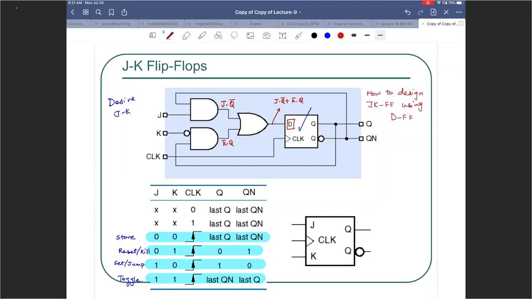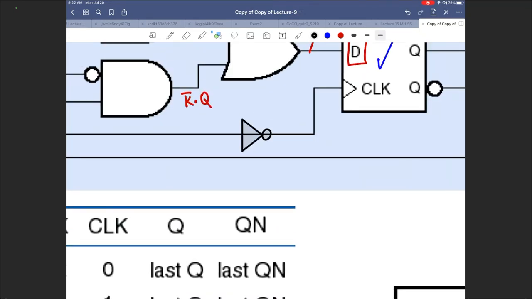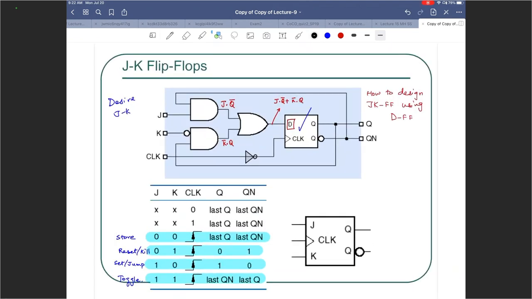Now, next question I will ask is this. If I wanted to design a negative edge triggered JK flip-flop using a positive edge triggered D flip-flop, what would I change in this schematic? Say I have a positive edge triggered D, add an inverter, perfect. If I add an inverter right here on the clock input, I'm done. So in that case, I have a positive edge triggered D flip-flop, but I was able to design a negative edge triggered JK flip-flop by adding a NOT gate.